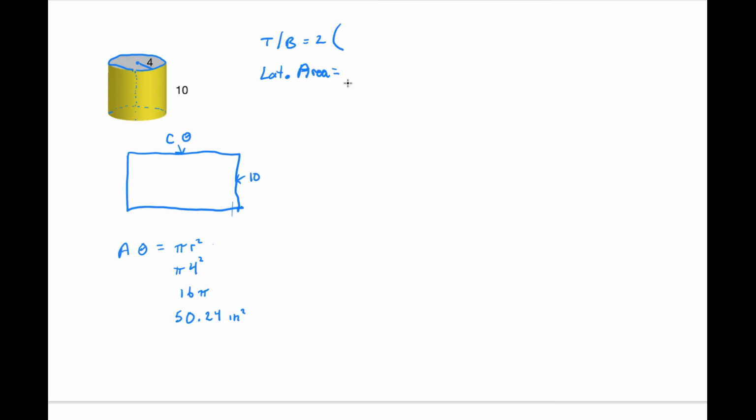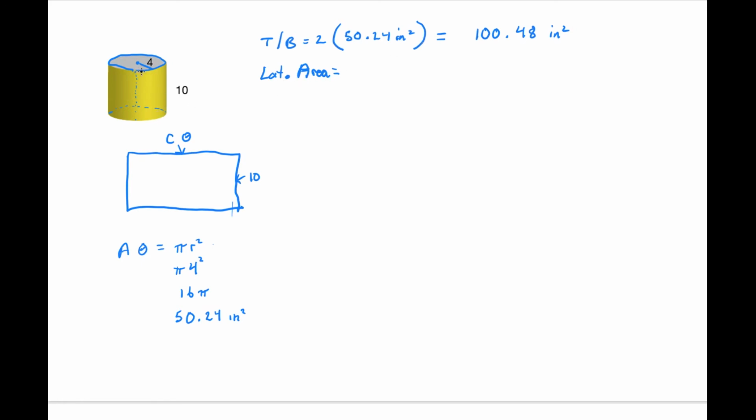All right, so now we have the area of the top, and we can multiply it by 2 to get the area of the bottom as well. So let's put that in here, 50.24 inches squared. And that is going to give us 100.48 inches squared. All right, so we got the top and the bottom done. Now we've got to find the lateral surface area.